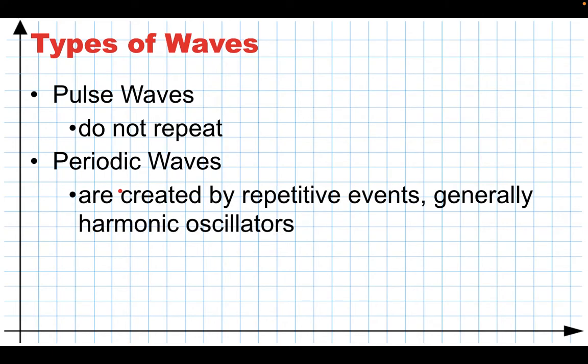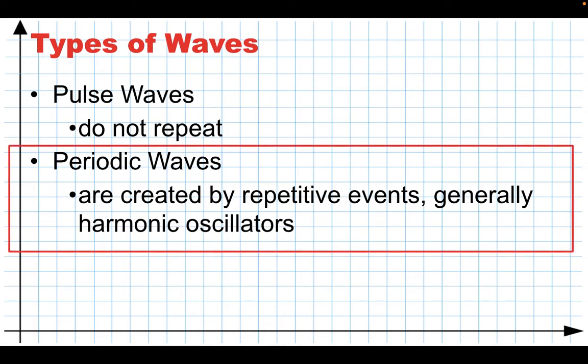They're created by repetitive events, which is generally harmonic oscillators. And by the way, our vocal cords are harmonic oscillators. They produce sound waves. We'll talk about that more later. So this is the kind of wave we're going to study. We're not going to really look at pulse waves. They're very hard to describe mathematically. So we're just going to focus on periodic waves, waves that are created by repetitive events, okay?